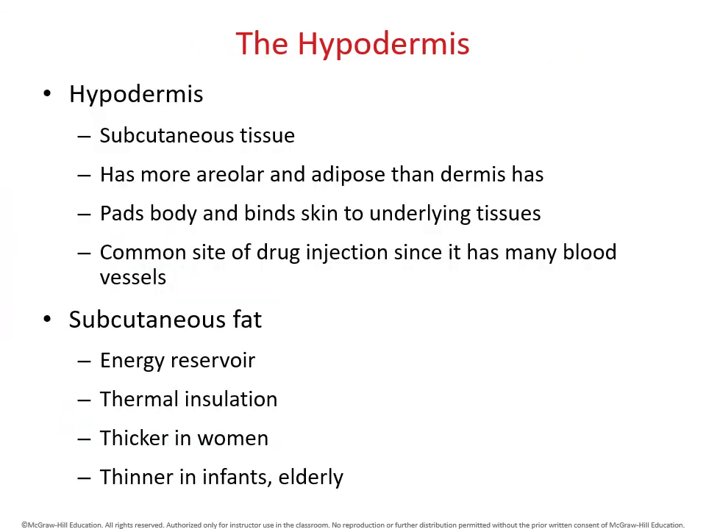So let's go ahead and explore the layer that is not officially part of the skin, but yet we always discuss it in conjunction. It's the layer that lies underneath the dermis. This is going to be called the hypodermis. The hypodermis is a combination of areolar and adipose tissue. It really is just mostly adipose. Lots of fat tissue that lies in here.